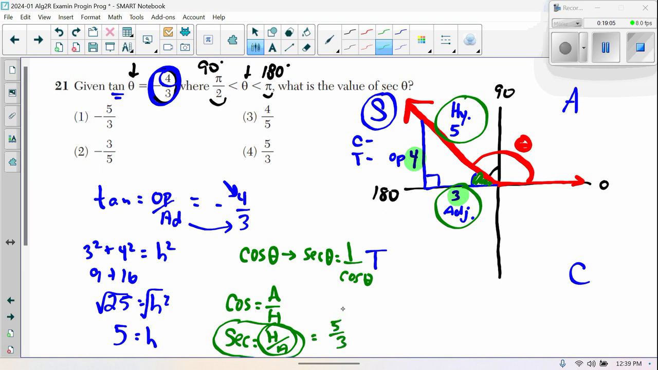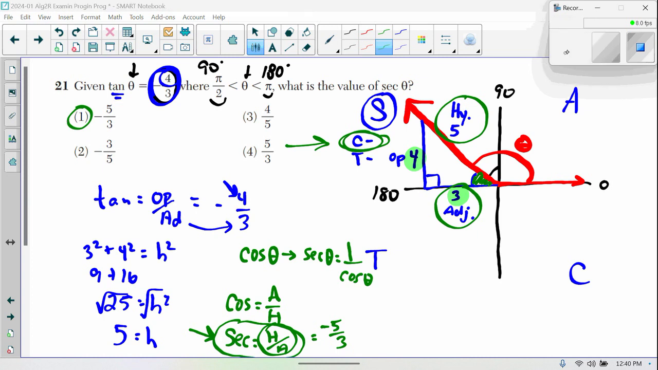Hypotenuse over adjacent. So it is 5/3. And since cosine is negative in that quadrant, so is secant. All I do is I flip the fraction. It still keeps the same sign, so it should still be negative. That's a lot of detail to know. All right, but you know what? It's the right answer, choice 1, and we're done with problem 21. We still have 3 more problems left to go.